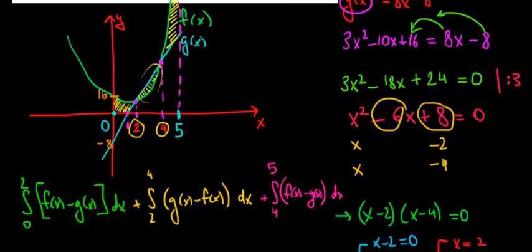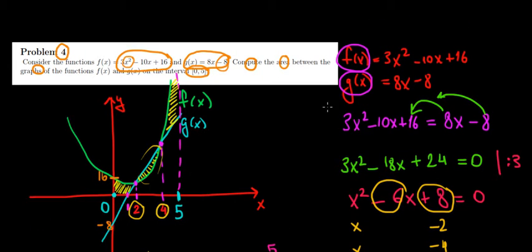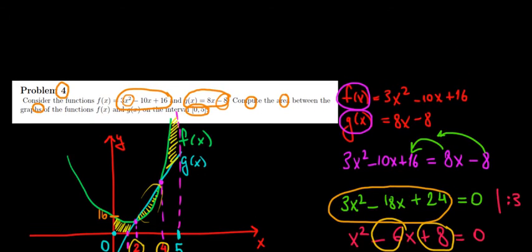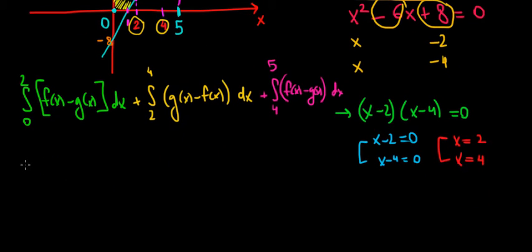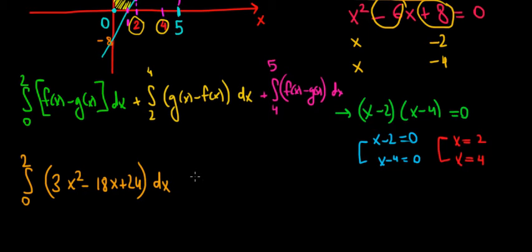In the next video, we're actually going to solve. What is f of x minus g of x? Well, we calculated previously. We took g of x on the other side, and we found out that f of x minus g of x is equal to 3x squared minus 18x plus 24. So let's do that. We have the definite integral from 0 to 2 of the following: 3x squared minus 18x plus 24 dx. Now we go to the second range, plus the integral between 2 and 4.